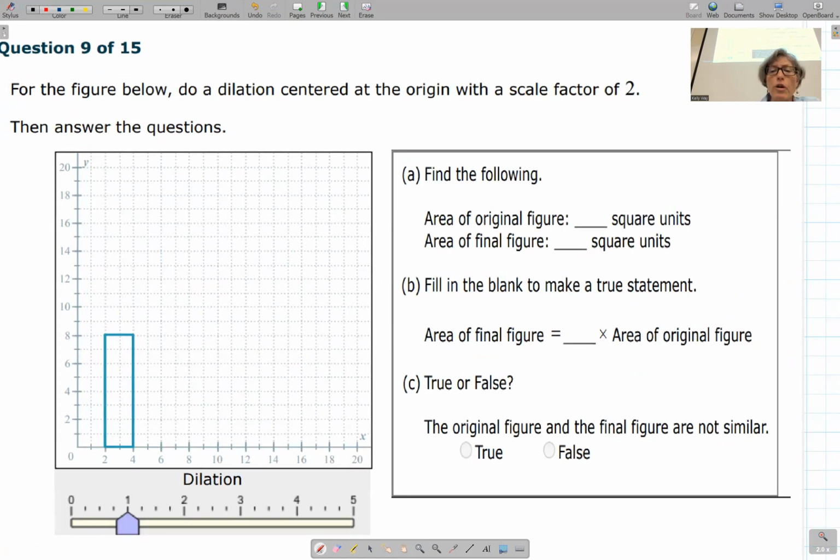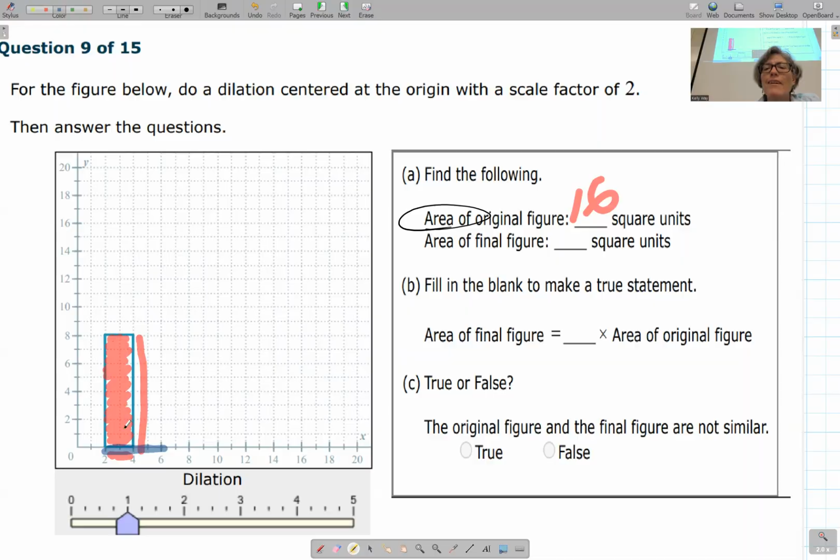So the original figure, area of the original figure. So this is our original figure. And the area here, that's going to be 2 units by 8 units. So that is 16 units. If you were to dilate by 2, that means you double the edge length. So we're going to go 2 to 6.